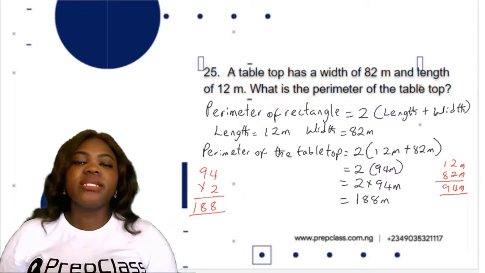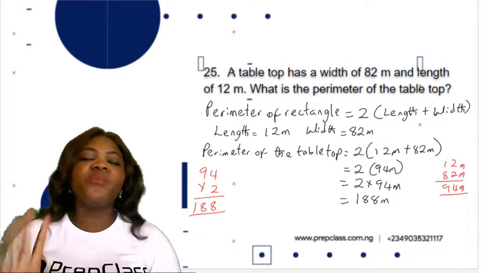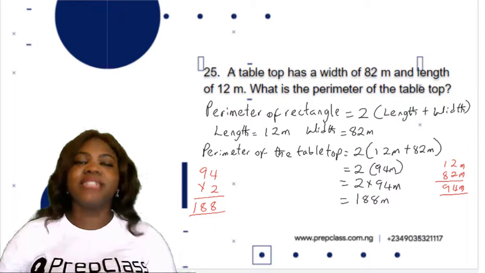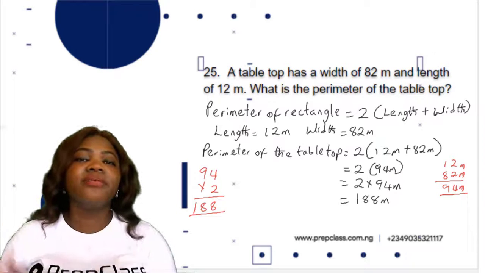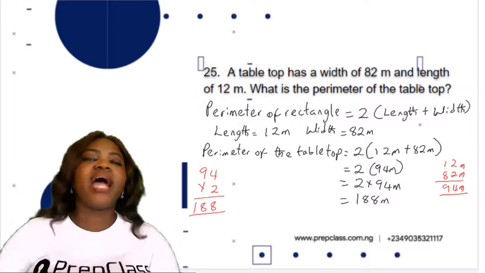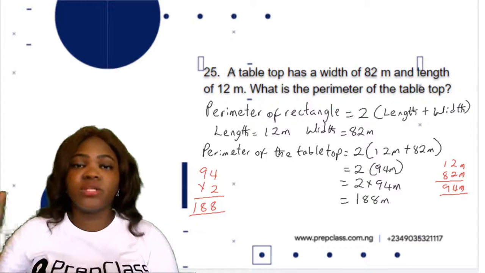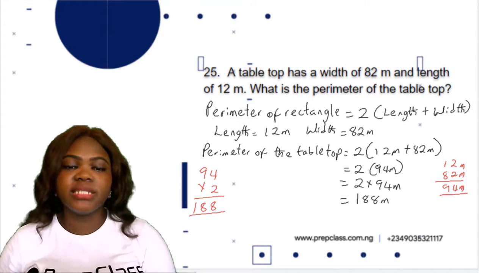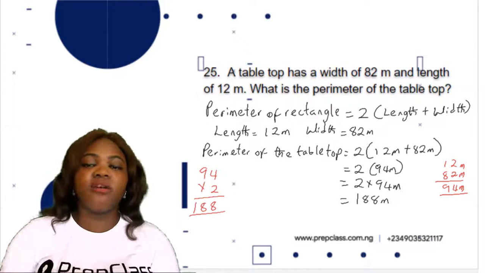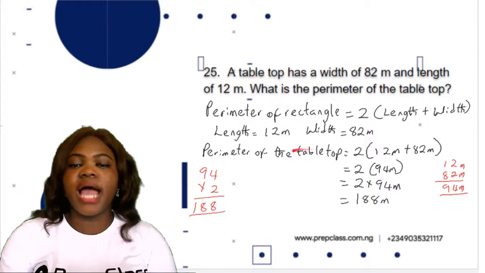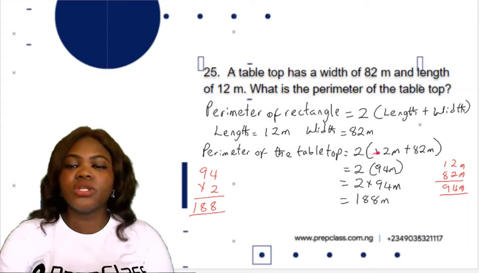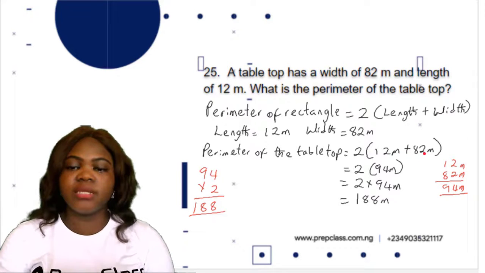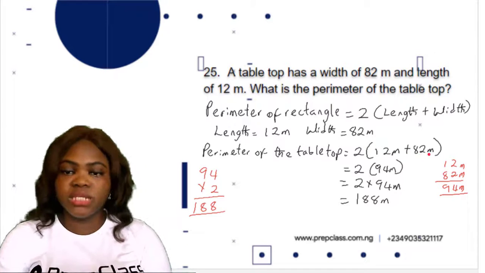Okay, so now this tabletop has a width of 82 meters and length of 12 meters. So this means that this tabletop is a rectangular tabletop. The perimeter of a rectangle is 2 times length plus width. Okay, the length is 12 meters and the width is 82 meters. Now let's find the perimeter of this tabletop. So we have perimeter of tabletop equals 2 times 12 meters plus 82 meters.